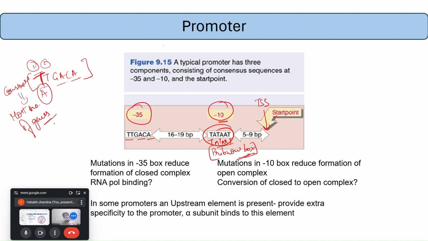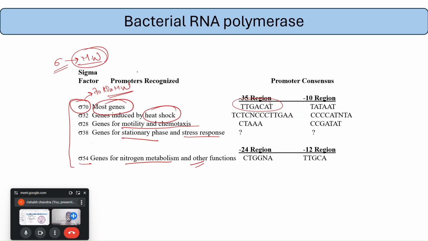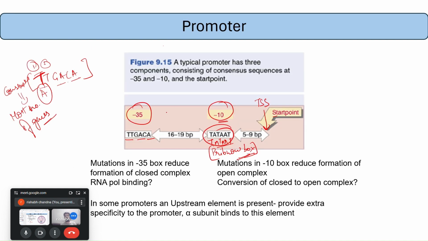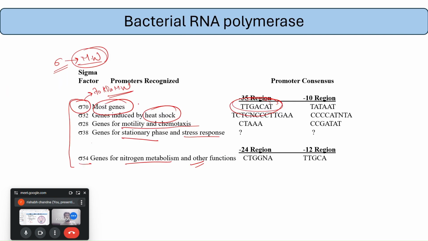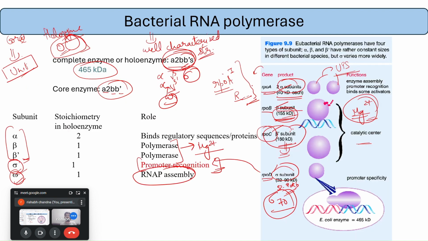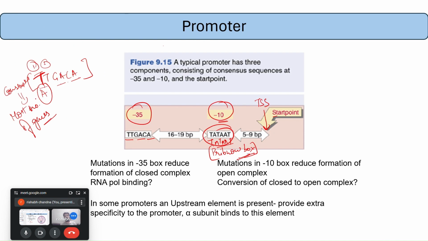having those particular bases. There might be differences, as you have seen before also, like this particular sigma 70 genes have TTGACAT in this minus 35 region, but the actual sequence is TTGACA. In sigma 32 we have this much longer sequence, and for minus 10 we have this sequence. So this particular consensus is basically based upon the most number of genes. Okay, so this is the thing.